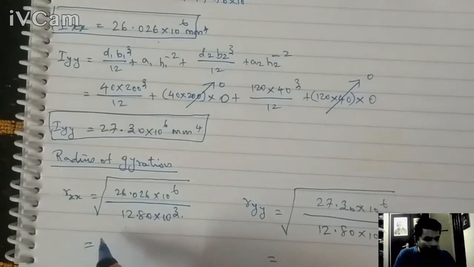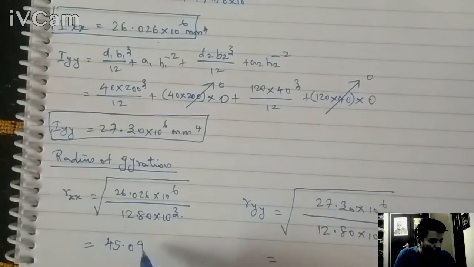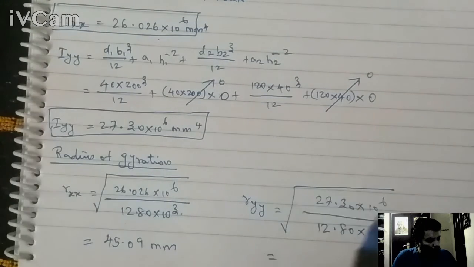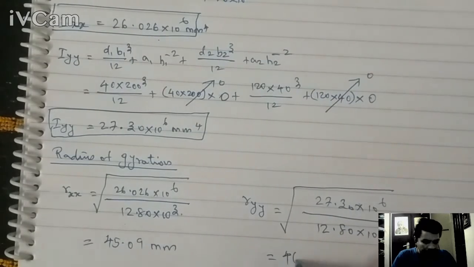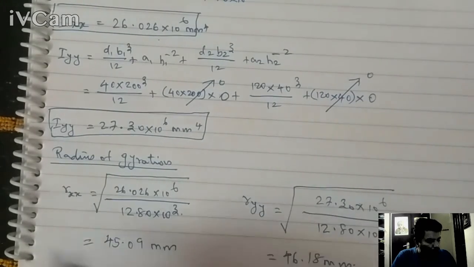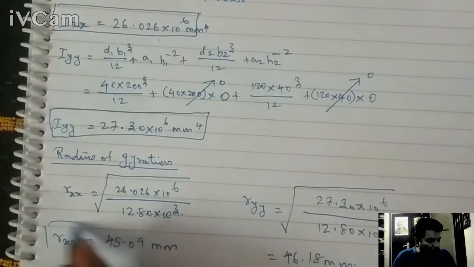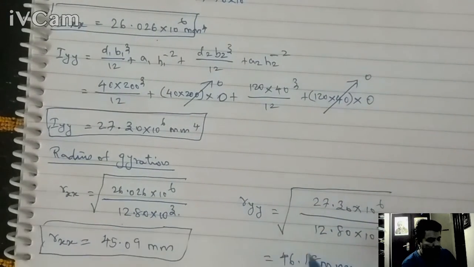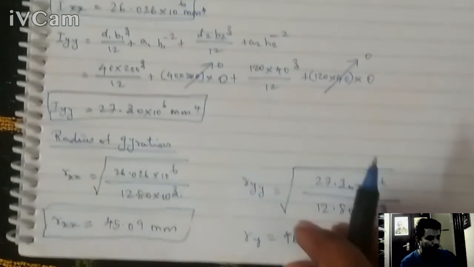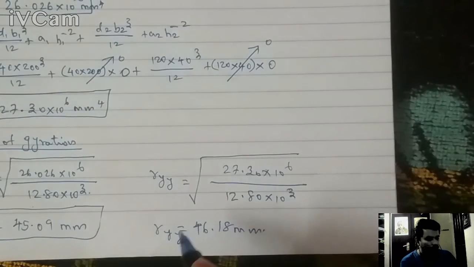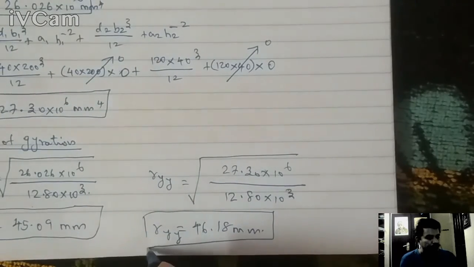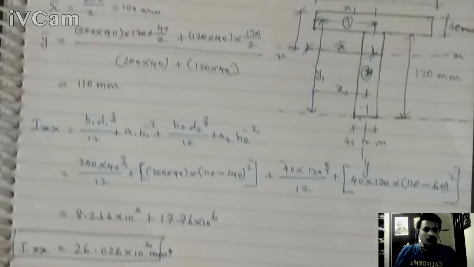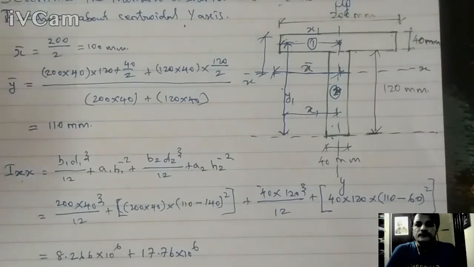So I calculated rxx as 45.09 mm. So ryy I calculated as 46.18 mm. So this is rxx, radius of gyration about the XX axis, and this is ryy, radius of gyration about the YY axis. So that's all. So this is the moment of inertia and radius of gyration of a T section.